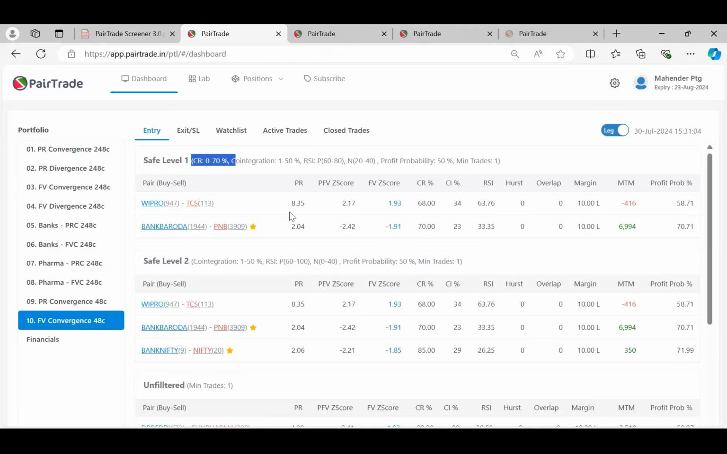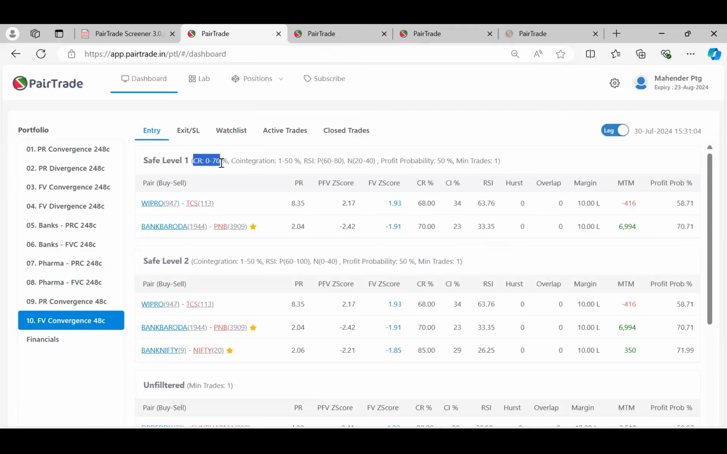So, sir, is safe level 2 better or is safe level 1 better? It all depends on the settings. See, as a default, safe level 1 and 2 are there. If you compare them, cointegration 1 to 50 is given, RSI is the same, profit probability is the same. Only one extra condition is that correlation is in this range.